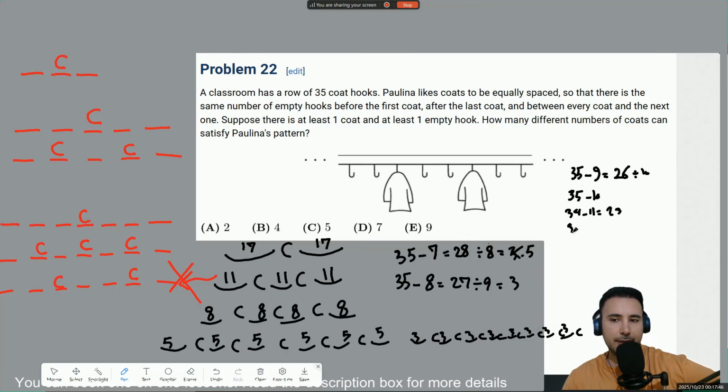No. So 35. Yeah. Okay, wait a second. So I might have made a mistake here. So 35 minus 11 is going to be 24. Yes. Well, is 24 divisible by 12? Yes. So we found the other one.